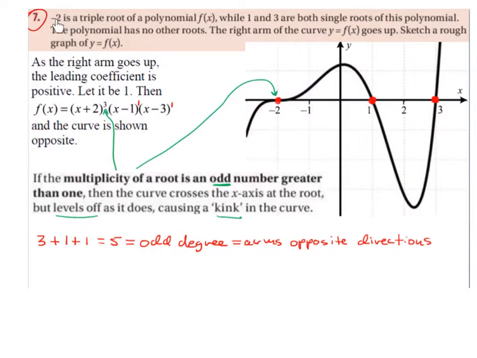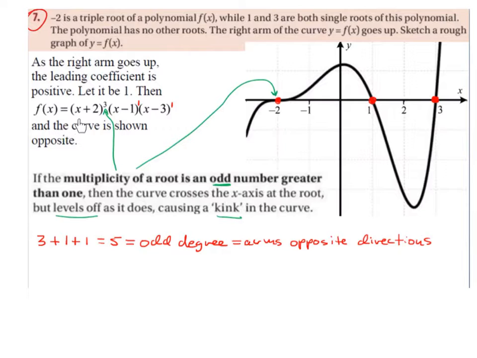So if x is equal to minus 2, then x plus 2 is the factor. So x plus 2 is inside the brackets. And it's a triple root, which means it has a multiplicity of 3, so it's to the power of 3. If x is also equal to 1, then x minus 1 is going to be a factor, so x minus 1 in brackets. And x minus 1 is a single root, so it's to the power 1. And if x is equal to 3, then x minus 3 is a factor, so x minus 3 is in brackets. And that's also to the power of 1, because again, it's a single root.